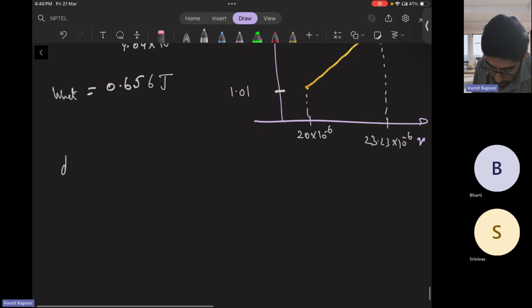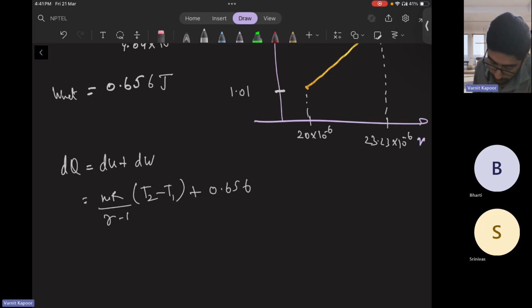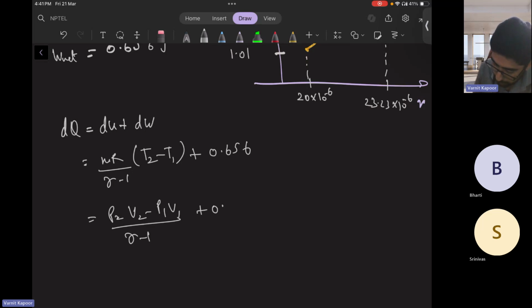So we know from the equation dQ is dU plus dW. We know what is work net. We don't know what is dU. So dU can be written as m Cv dT. Cv is R by gamma minus 1, and T2 minus T1. Work net is 0.656. This can be written as P2V2 minus P1V1 by gamma minus 1, because it's an ideal gas eventually, plus 0.656.